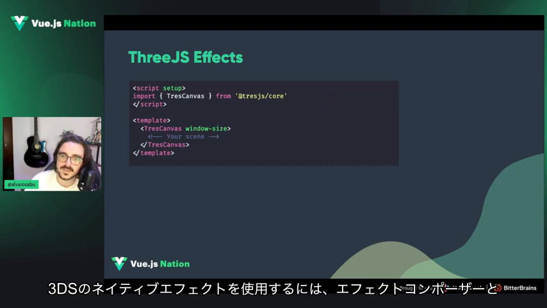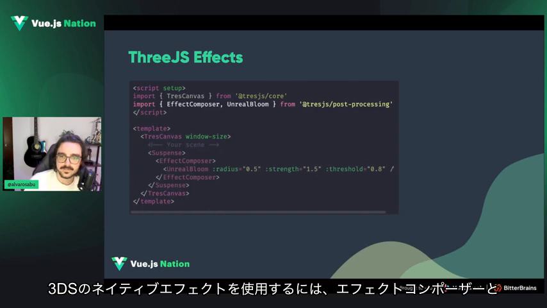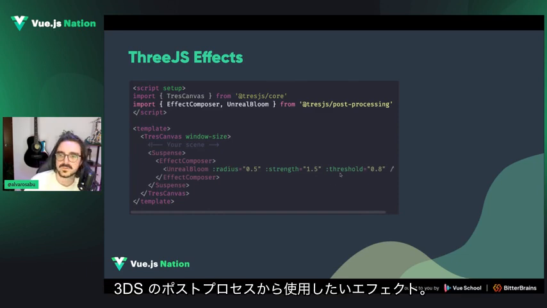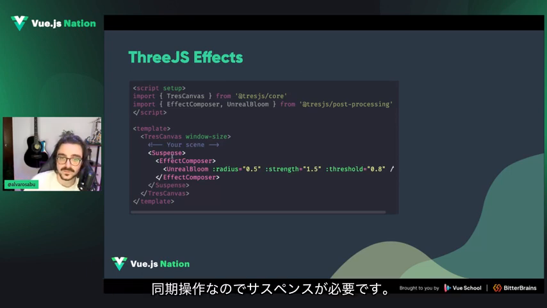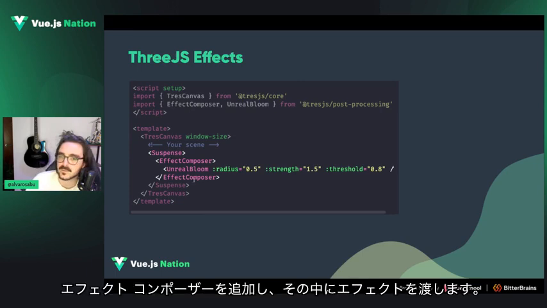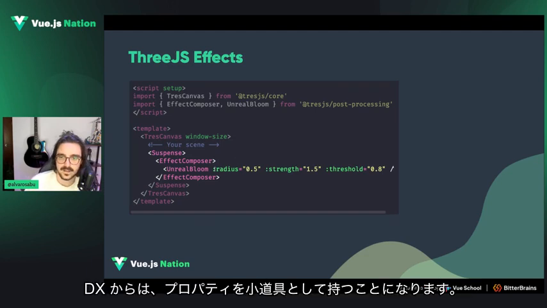To use the native Three.js ones, we just need to import the effect composer and one of the effects that we want to use from Tres.js post-processing. Then, along with our TresCanvas and the scene, we are going to add a Suspense, because it's an asynchronous operation. We need Suspense. We're going to add the effect composer, and inside of it we pass our passes or effects. Same DX, we have the properties as props.